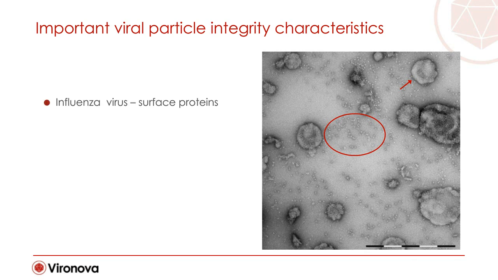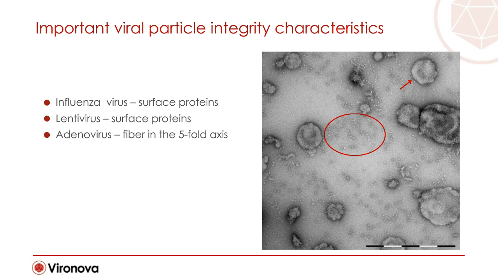So for influenza and lentiviruses, it would be a good idea to monitor the presence of surface proteins. For adenovirus, you might need to analyze the fiber in the five-fold axis. And for rotavirus, you might want to make sure that you still have all three protein capsids.